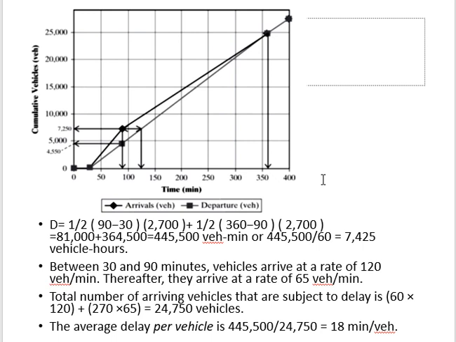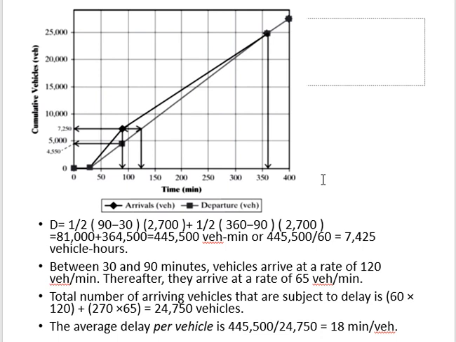Okay? And till what time it continued? So from 30 to 360, we have the queue. So whoever came during this time, he joined the queue. Okay? Now how many vehicles came during this time?